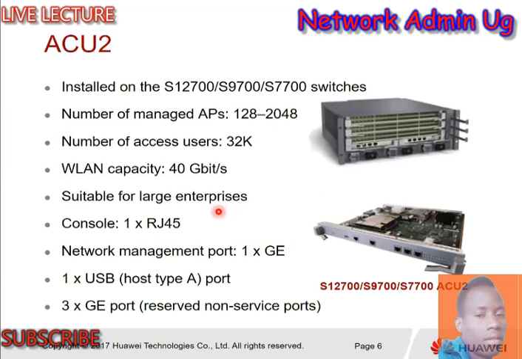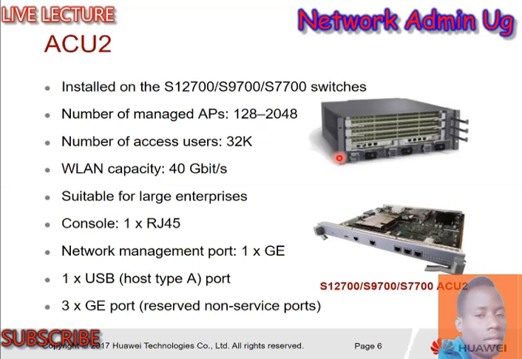And this is one of the big access controllers that can support large networks, and for which it can support users of up to 32,000 devices connected on your wireless network. It can control approximately 128 to 2,048 access points. One device as it is, the SCU2 can support approximately that number of access points, and can support 32,000 users connected on that network.